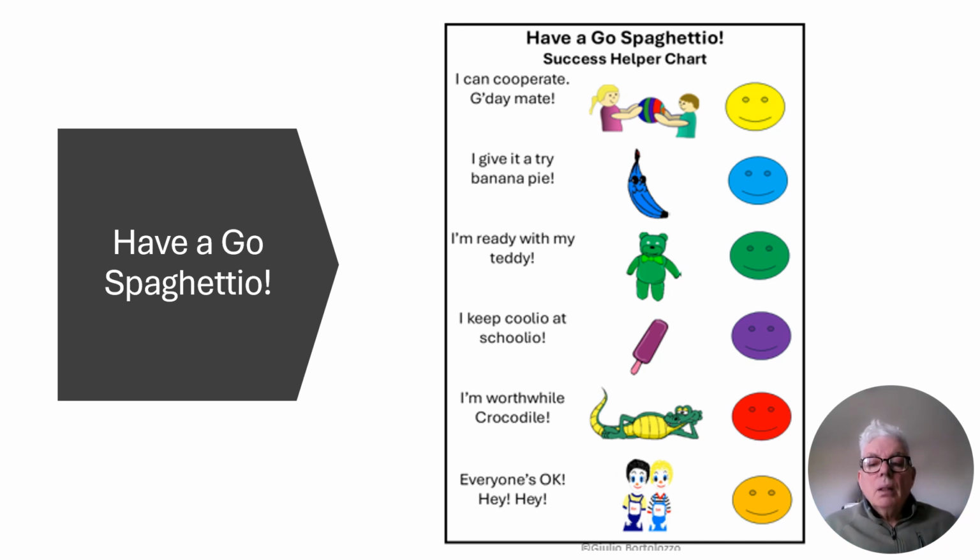Fourth one is I can keep coolio, or I keep coolio at schoolio. This is frustration tolerance, internal locus of control. Managing our emotions, especially when the going gets tough. And we help children understand that some of the problems we think are catastrophes or big problems are not when we put them into context.